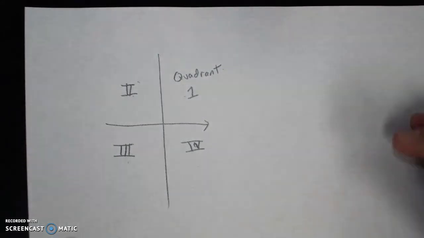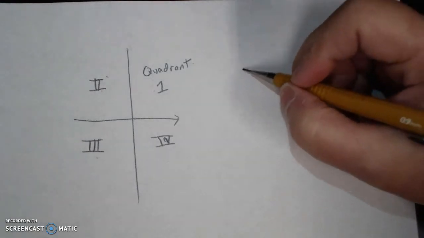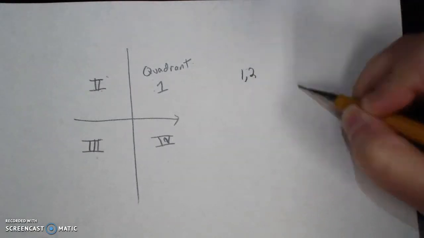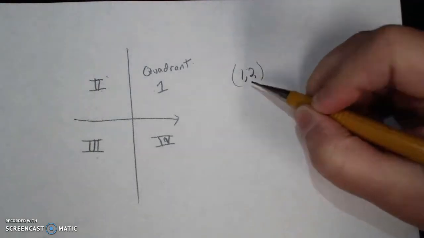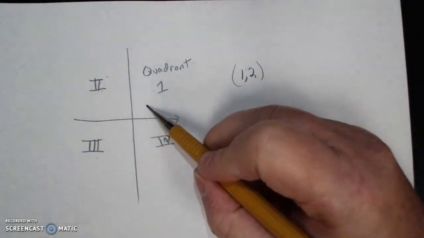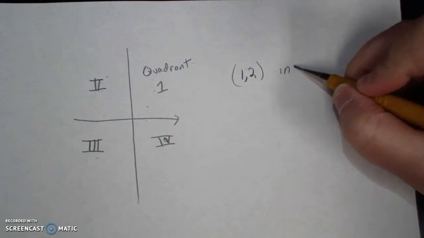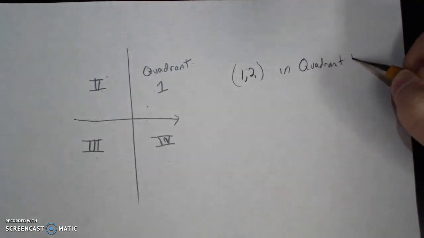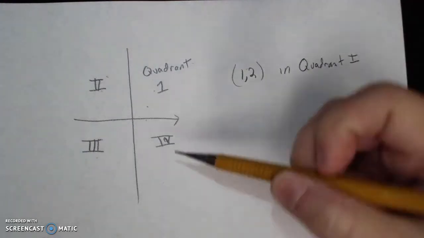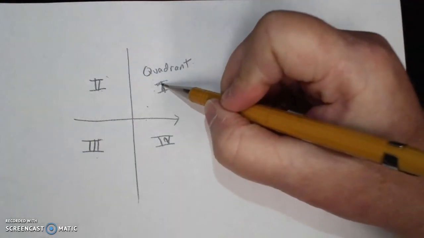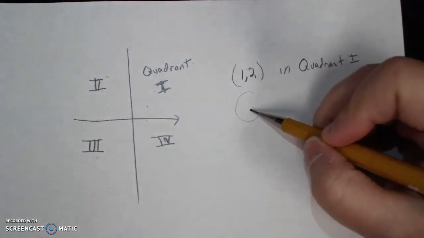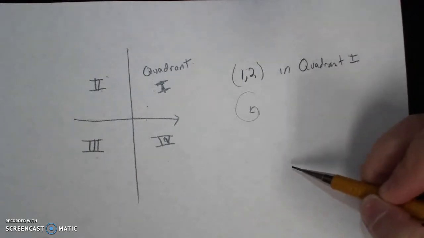So you'll see types of question is if you have point 1, 2, which quadrant is it in? And you would go 1, 2, oh, that's in quadrant 1. Notice that they are quadrant 1, quadrant 2, quadrant 3, and quadrant 4. They're labeled that way, counterclockwise.